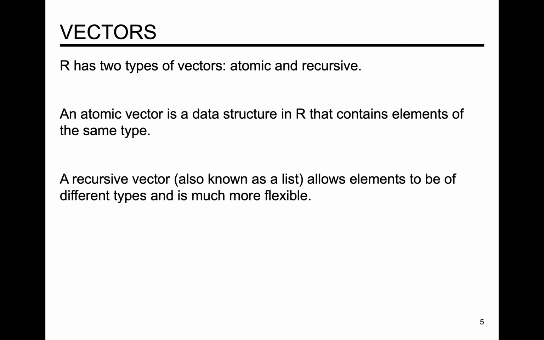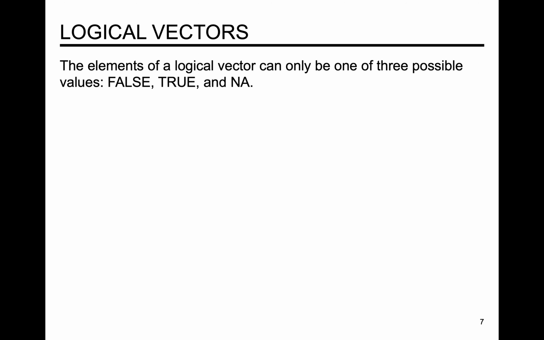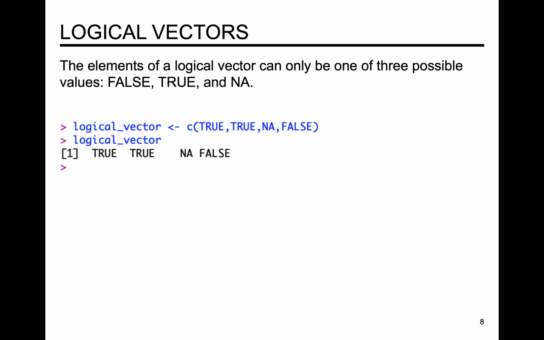Let's talk about the different kinds of atomic vectors. There's logical, integer, double, character, complex, which refers to complex numbers, and raw. Let's talk about each of these different types, starting with logical vectors. The elements of a logical vector can only be one of three possible values: false, true, and NA. Let's look at an example.